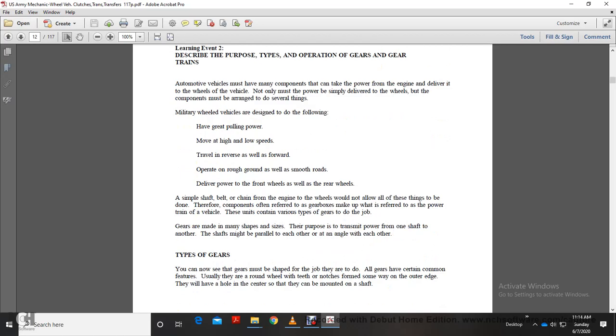A simple shaft, belt, or chain from the engine to the wheels will not allow all these things to be done. Therefore, components often referred to as gearboxes make up the power train of a vehicle. These units contain various types of gears to do the job. Gears are made in many shapes to transmit power from one shaft to another. The shafts might be parallel to each other or at an angle with each other.